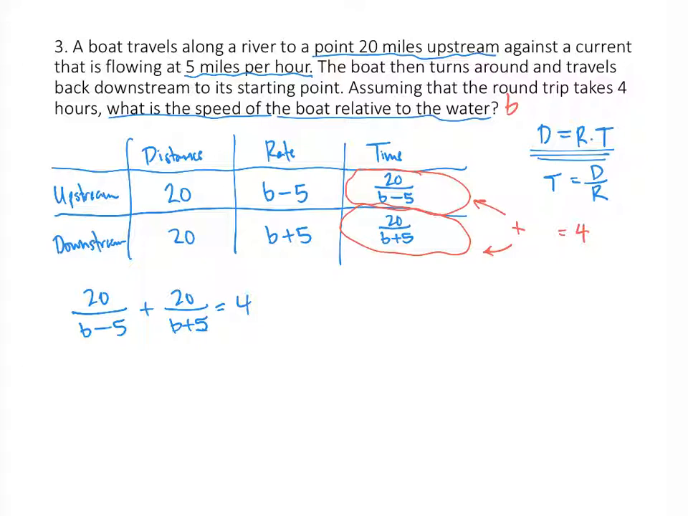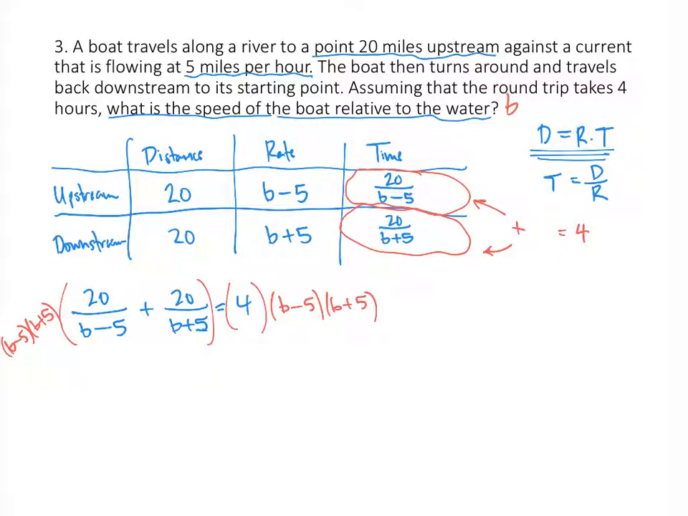And as usual, once we get to the equation in a word problem, we're usually good to go, or at least better off than we were before we had an equation. It's getting the equation that's the hard part. Okay, now what are we going to do? Well, we've got algebraic expressions in the bottoms of our fractions, so we're going to multiply both sides by b minus 5 times b plus 5 to get rid of those fractions.